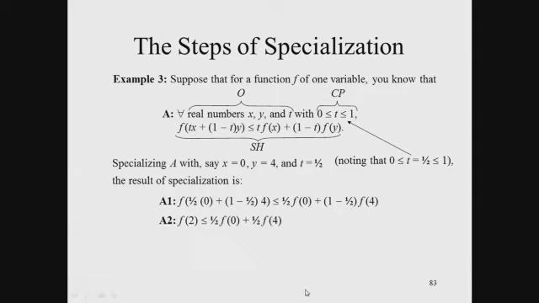Let me summarize. To use specialization, when you know that for every object with a certain property, something happens, first identify the objects, the certain property, and the something that happens. Then look for a particular object with the certain property. Once you've found that object and you're sure that it satisfies the certain property, then you can claim that the something happens. And writing that the something happens for your particular object as a new statement in the forward process, that's the result of specialization.